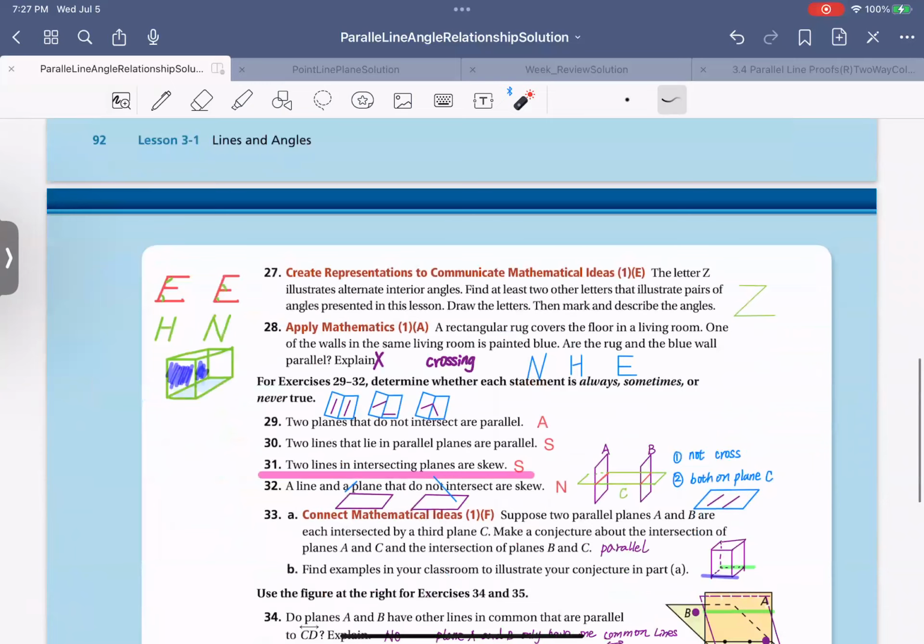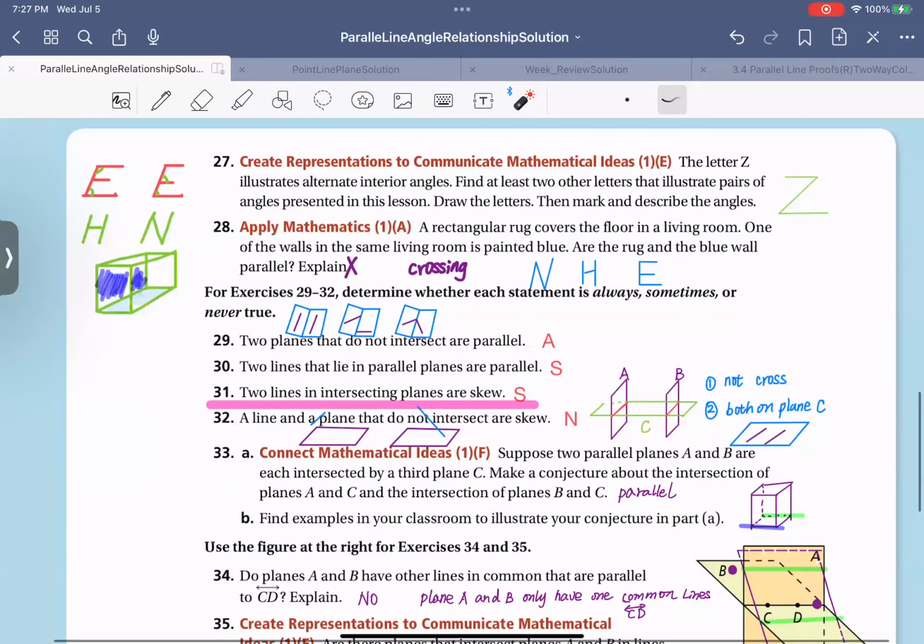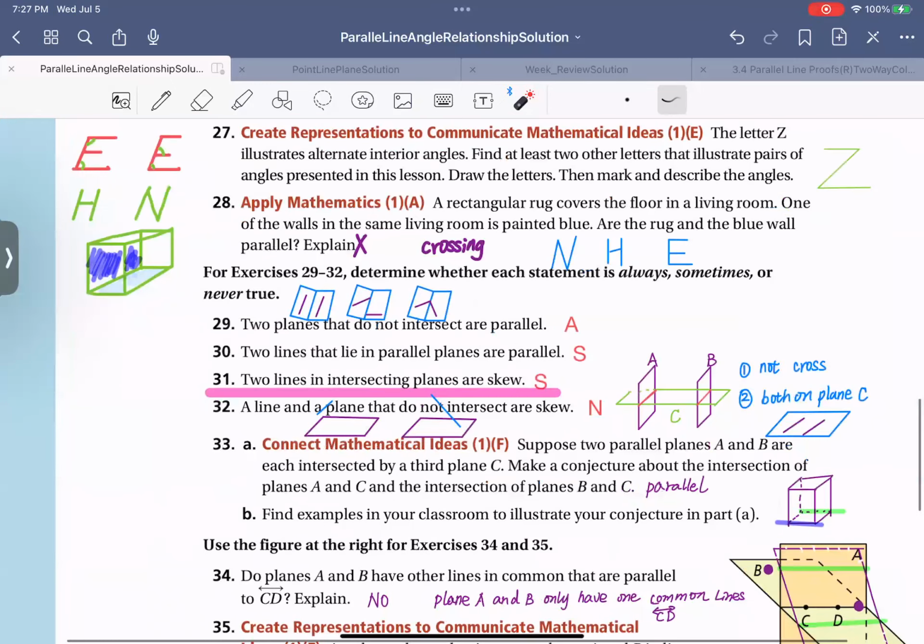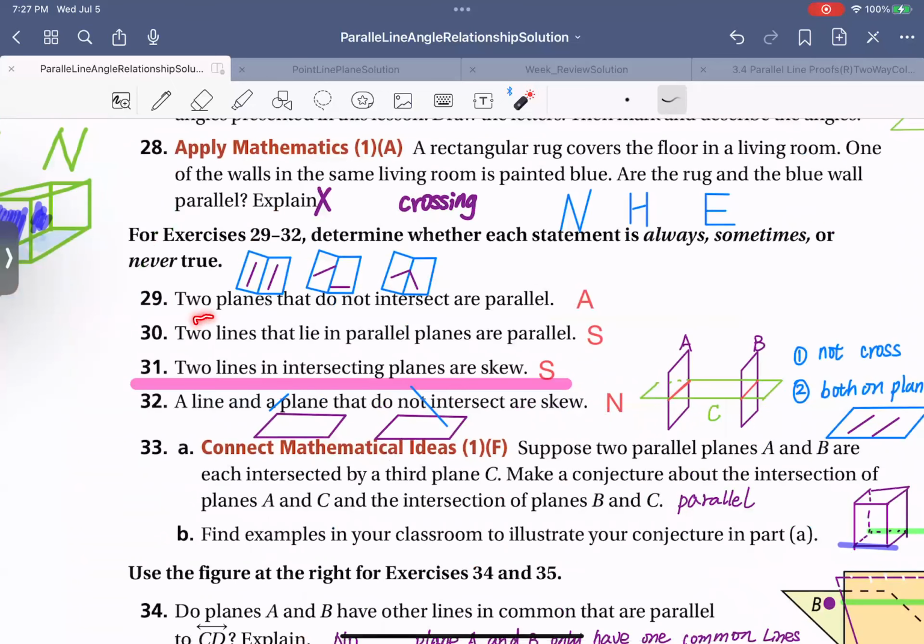Now let's keep going. We'll answer some true, false, or always, sometimes, never. These are those typical questions in geometry. So look at this. 2 planes that do not intersect are parallel. Let's do the hands activity one more time. You use one hand as a plane. You use your second hand as another plane. So they said 2 planes that do not intersect are parallel.